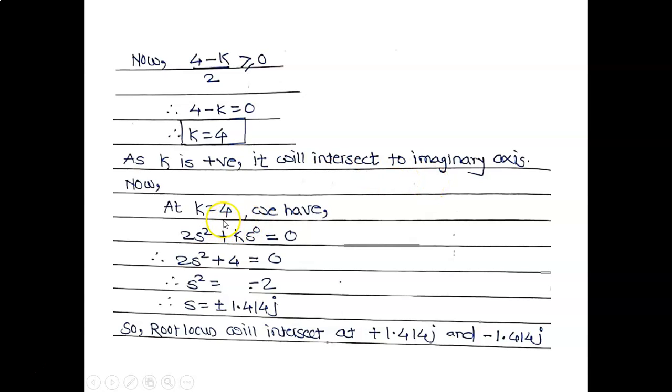Now at k is equal to 4, we have 2s square plus k into s raised to 0 is equal to 0. Therefore 2s square plus 4 is equal to 0. Therefore s square is equal to minus 2. Therefore s is equal to plus minus 1.414 j. So root locus will intersect the imaginary axis at plus 1.414 j and minus 1.414 j.